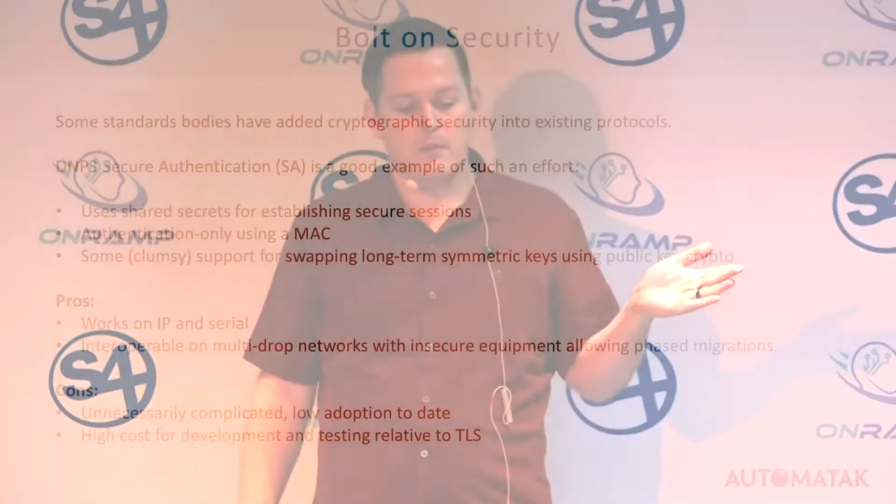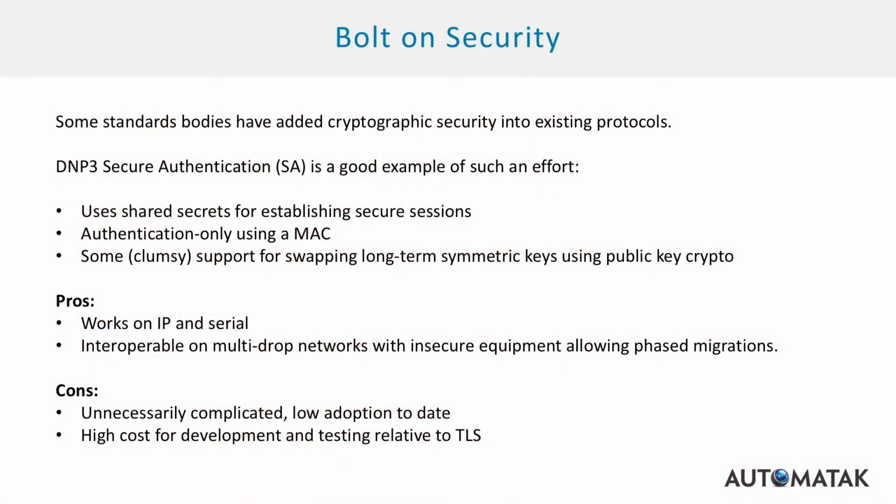The second approach is bolt-on security. A lot of protocols have extension points where you can add new objects and features. So we've seen this with the SCADA protocol DNP3, where they've actually embedded security into the protocol. The pros of this is that it works in IP and serial. You don't need to change anything. You can actually do phased migrations where some of your endpoints are insecure and some are secure. That's really cool if you're a water utility and you have a 900 megahertz radio that's just round robin talking to all these different endpoints, because you don't have to upgrade everything at the same time.